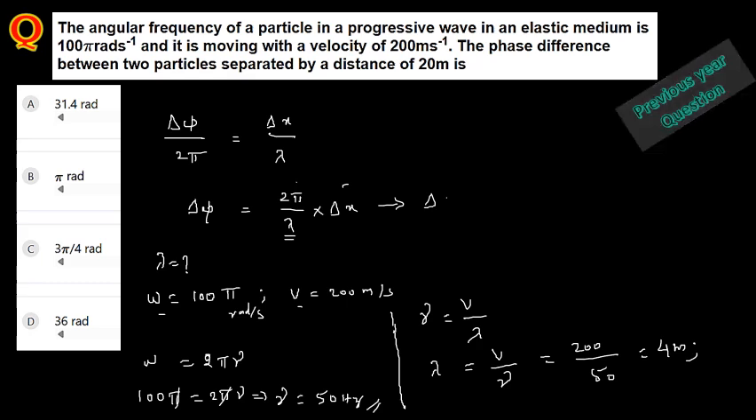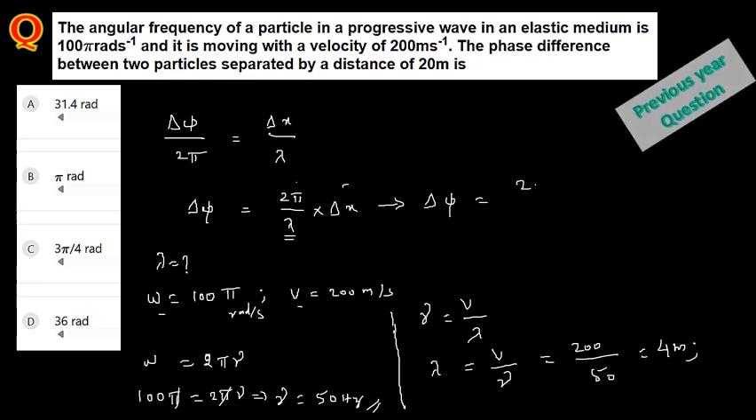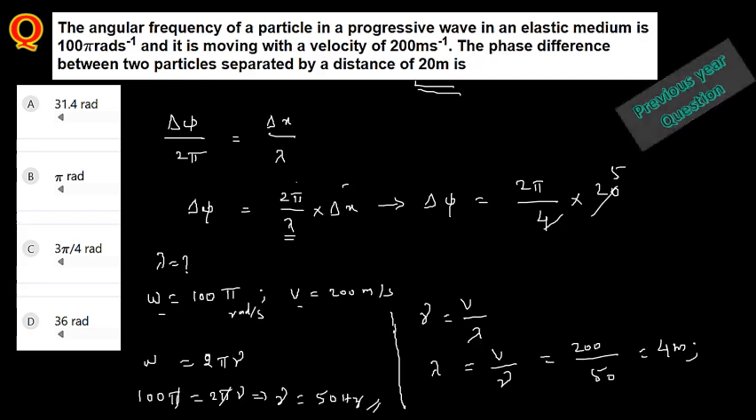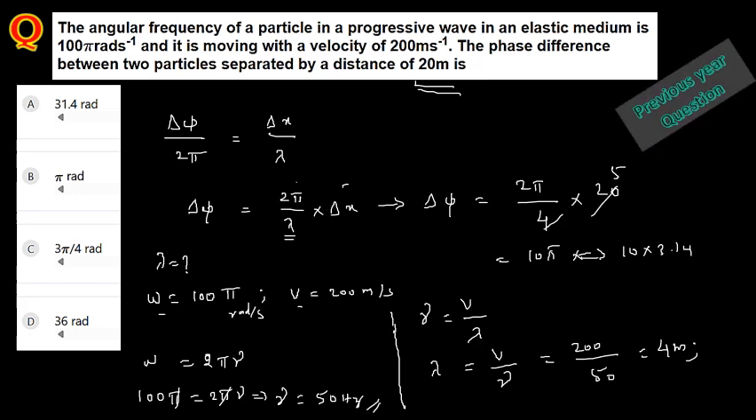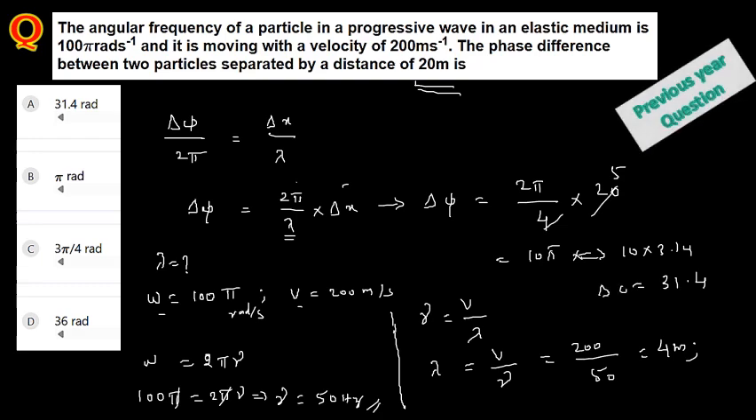Now del phi is equal to 2 pi divided by 4, the wavelength, and del x they have given is 20 meters. Multiply by 20 meters and you get 5, and 5 into 2 is 10 pi. You can write 10 into 3.14, which gives 31.4. That is the phase angle, so 31.4 radian.